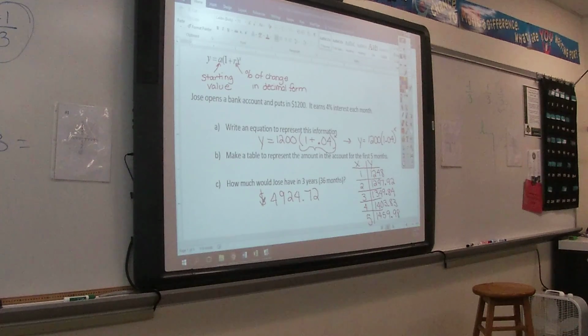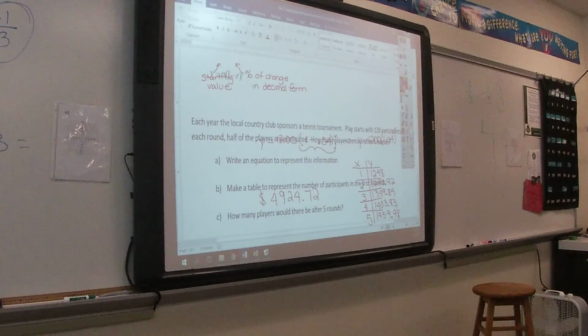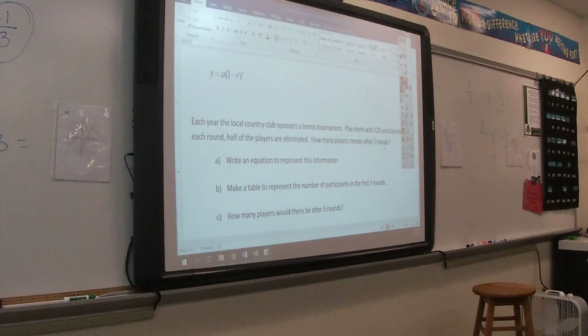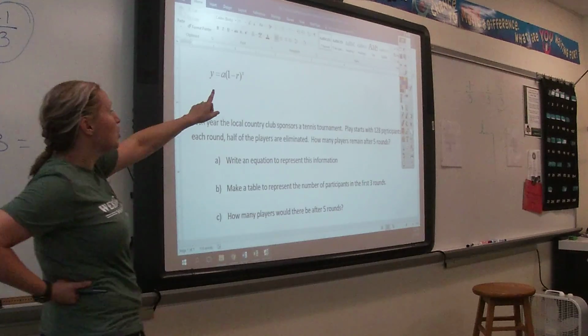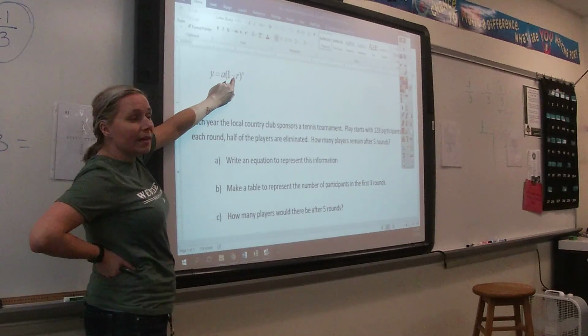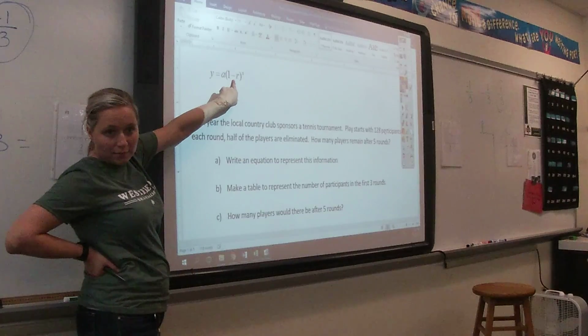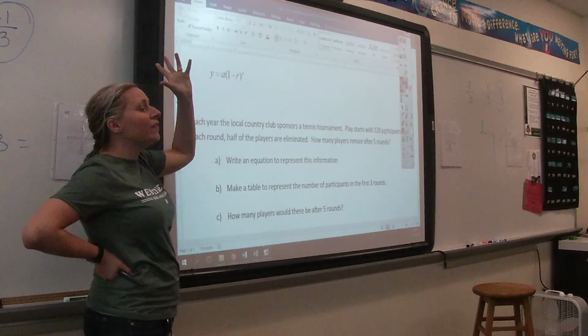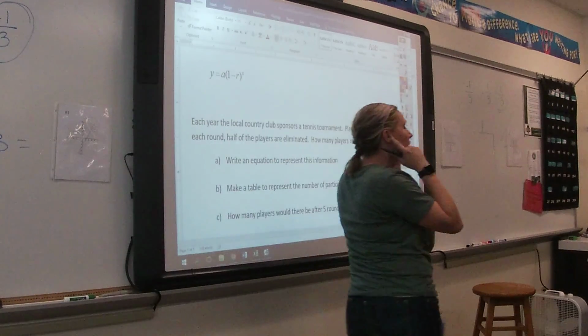Okay? So, any questions on this one? No. Then let's look at our next one, which is exponential decay. Exponential decay is the exact same idea. The formula is exactly the same, except instead of having an addition sign here, it is replaced with a subtraction sign. And again, it's because the values are getting smaller.